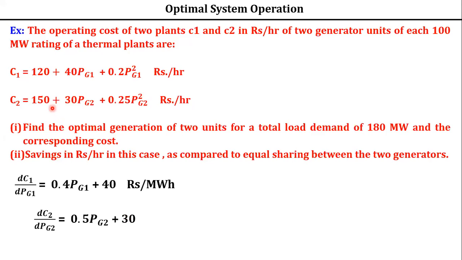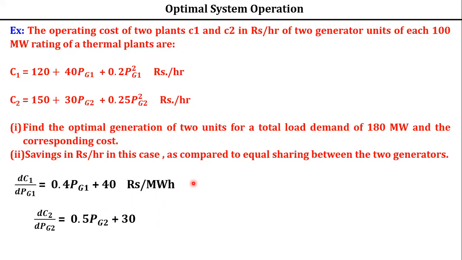And this is a constant, there is no PG term here, so obviously it will not exist. The unit will be rupees per megawatt hour in both cases. So this is your incremental fuel cost. And this incremental fuel cost is represented by what? Lambda. This incremental fuel cost, dC1 by dPG1, is equal to lambda, isn't it?